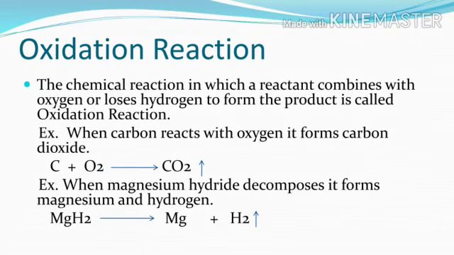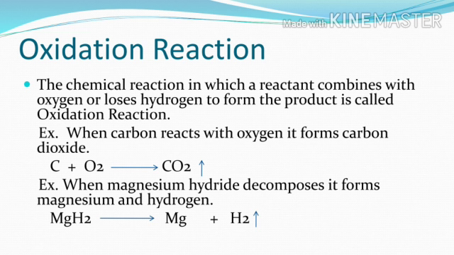Next one is oxidation reaction. The word oxidation is defined as reacting with oxygen, and it is defined as the chemical reaction in which a reactant combines with oxygen or loses hydrogen to form the product is called an oxidation reaction. Example, when carbon reacts with oxygen, it forms carbon dioxide. That is, C as carbon plus oxygen gives us the formation of CO2 as carbon dioxide.